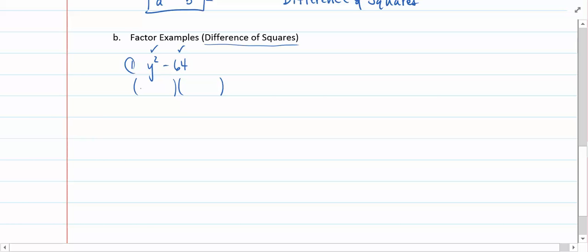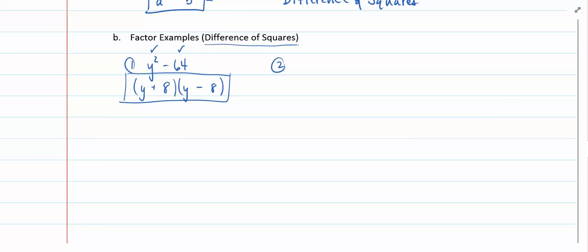So the elements of the binomial conjugates are the square root of the first term and the square root of the second term. In this case, I'm working with a y as the square root of y squared and an 8 as the square root of 64. Since the result is a binomial conjugate, we need to remember that one of these signs is positive, one of these signs is negative. So the factored result of our difference of two squares is y plus 8, y minus 8.